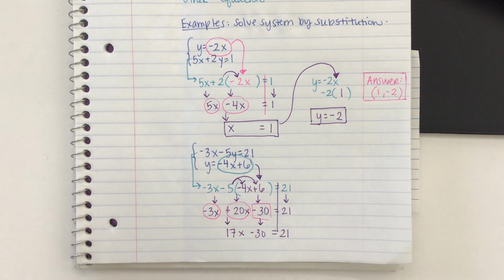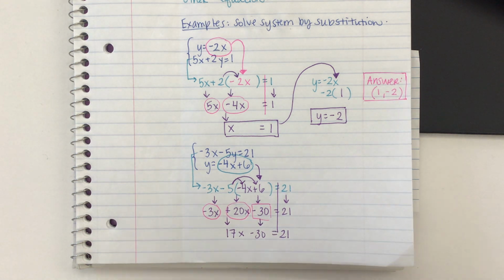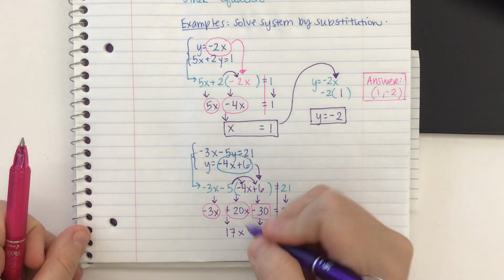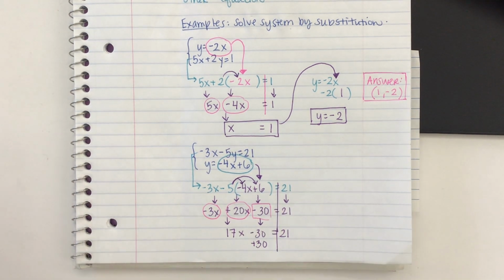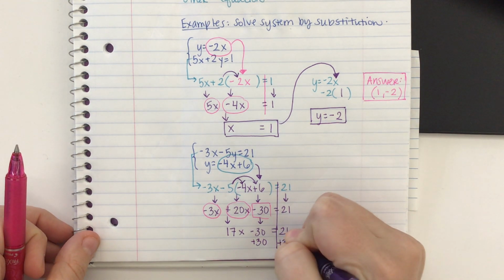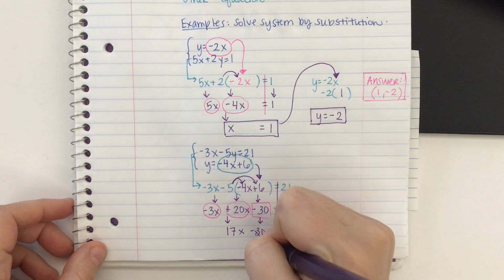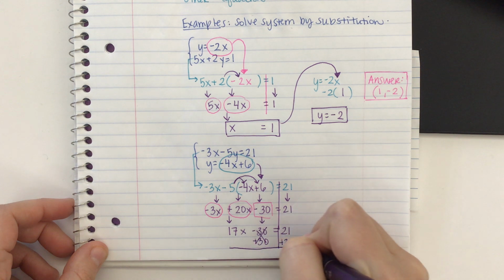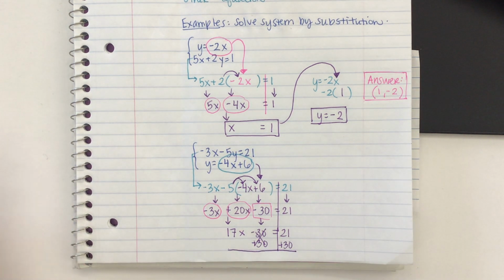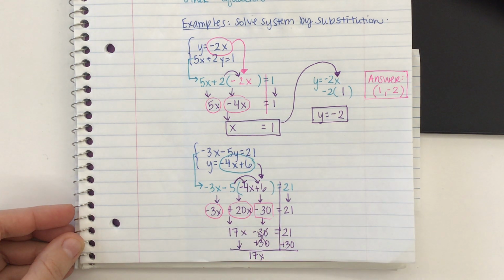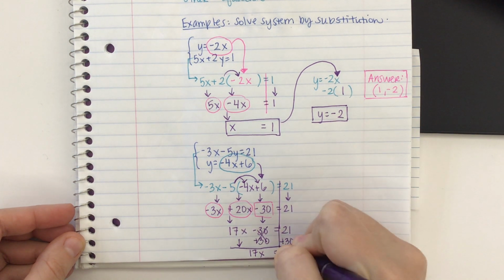And now this just becomes a two-step equation problem where you draw a line down the equal sign, you find the side with the variable, you find the number not attached to the variable, and perform the opposite operation. But whatever you do to one side, you must do the same thing to the other. So negative 30 plus 30 goes away. It looks like I ran out of room, but that's okay. And then I bring down everything I didn't use, which happens to be 17x, and 21 plus 30 equals 51.